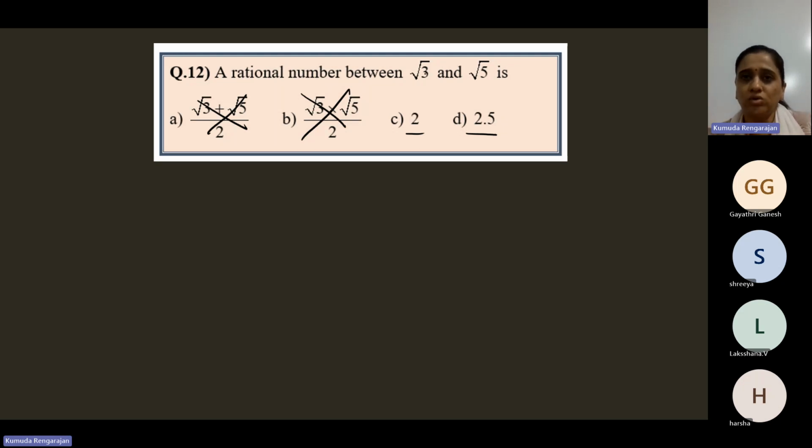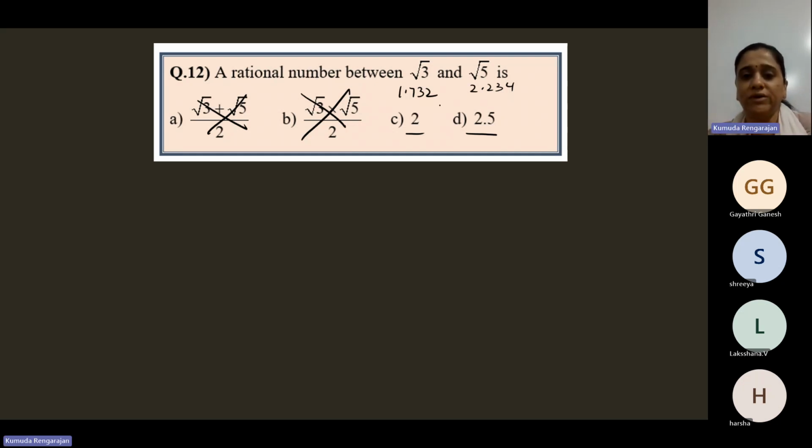For that, you need to remember the value of root 3. What is the value of root 3? 1.732. Root 5 is 2.234. You need to remember this. Root 3 is 1.732, or you should remember at least 1.7, and root 5 is 2.234.